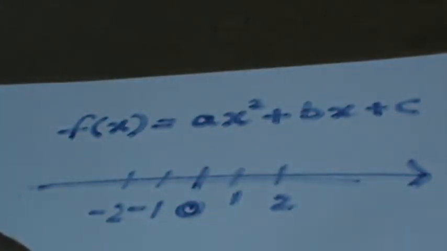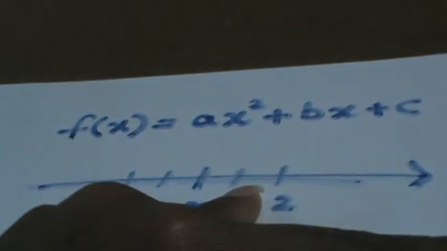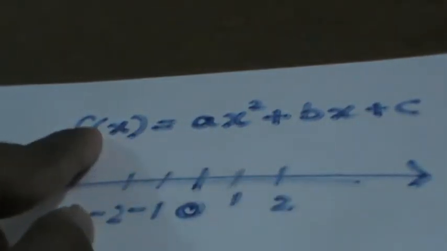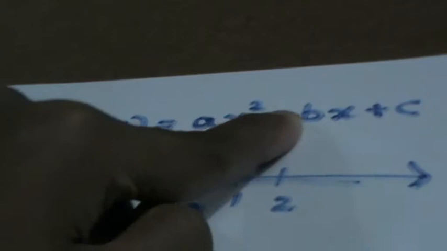Now if I substitute any value between negative infinity and positive infinity, I can get a real value for this one, a rational value. So if I substitute 0, I'll get f(0) equals c, and if I substitute 1, I'll get f(1) equals a plus b plus c. Similarly, when I substitute minus 1, I'll get f(-1) equals a minus b plus c.